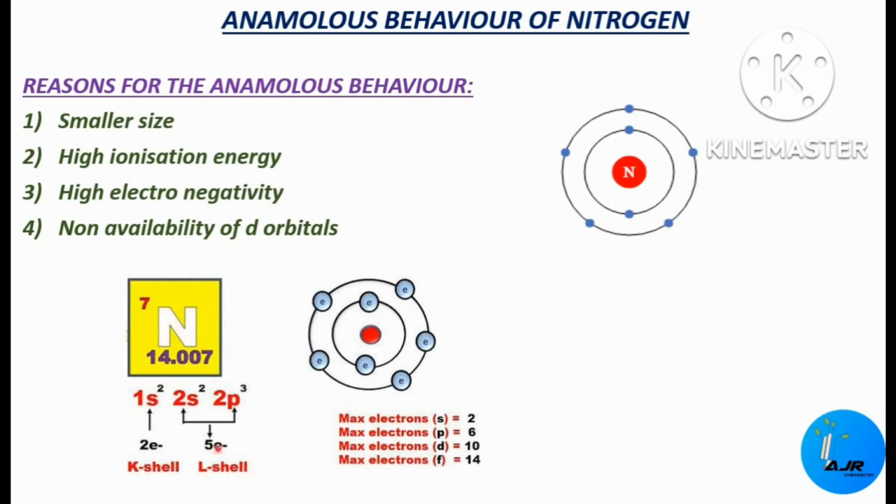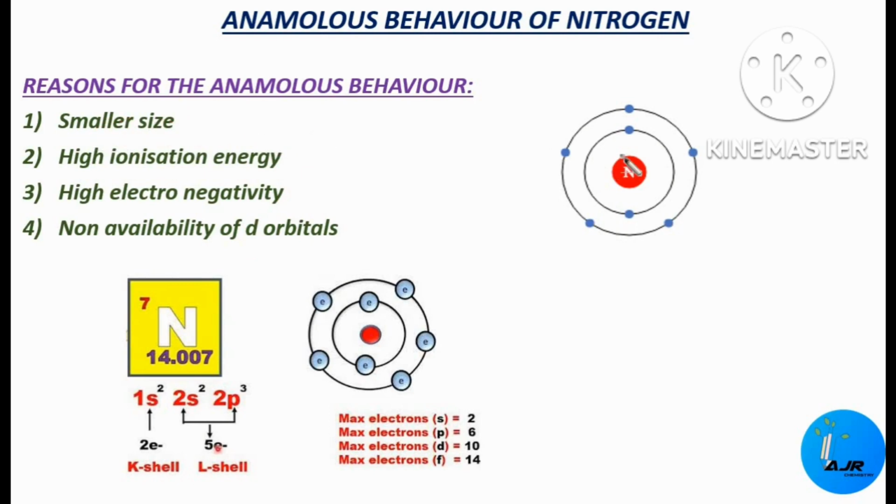If you want to know the anomalous behavior of nitrogen, we should know that certain reasons are responsible for this anomalous behavior. That is, the basic reasons. The first one is the smaller size of nitrogen. Next, it has high ionization energy. It has high electronegativity, and also there is a non-availability of d orbitals in nitrogen.